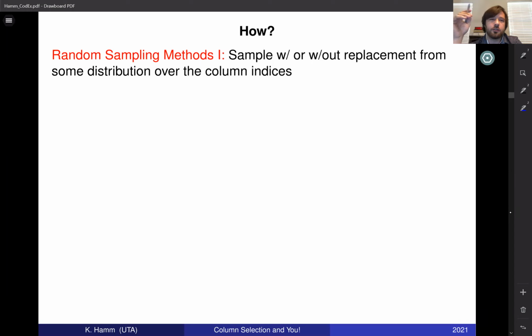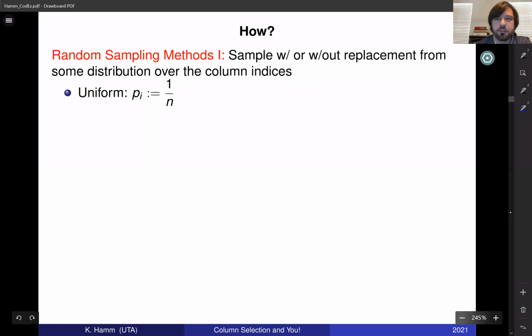So the first, the random sampling variant, is that I come up with a probability distribution over the columns, and then I sample from it, with or without replacement, as you like. Okay, so the most common distributions are the following. The easiest, of course, is just the uniform distribution, so I'm equally likely to select each column.